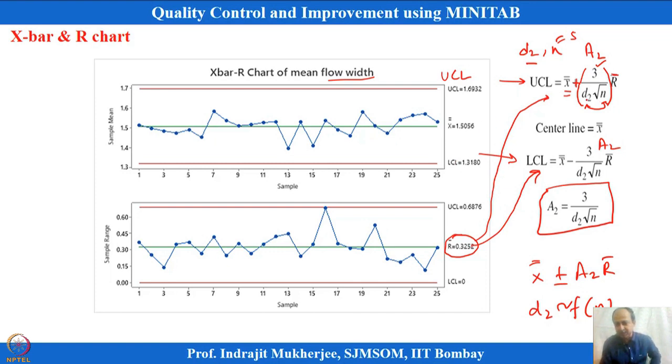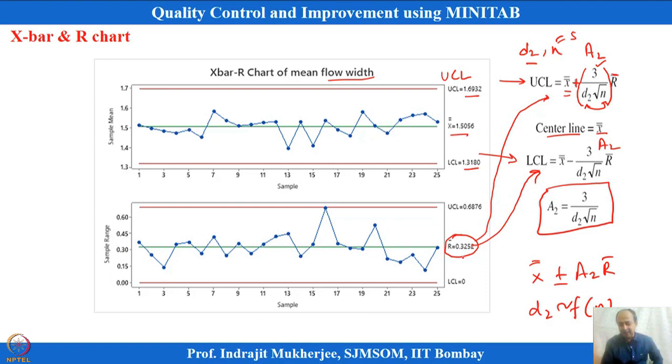N is with me, D2 value is with me, which we can get from the table, and then R bar is there, X double bar is there. So, I have defined UCL as 1.69 and LCL comes out to be 1.31. Similarly, for the range chart, the central line will be X double bar in this case. So, this is X double bar what you see.